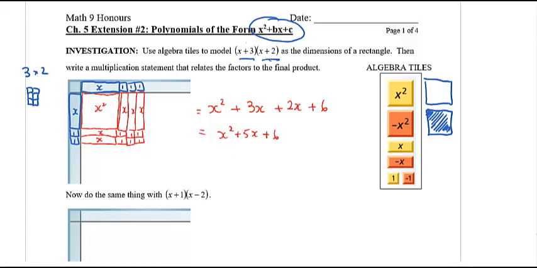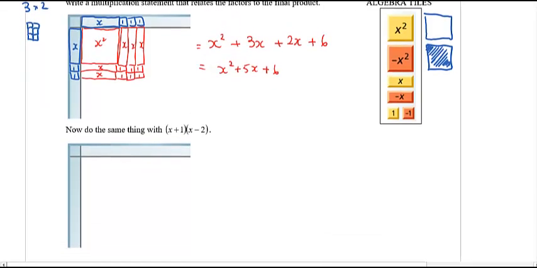Okay? Now I'm going to ask you to see if you do the same thing now with the next question, x plus 1 times x minus 2. Try it on your own, and then double check your answer with me. And with the negatives, I will use dark.